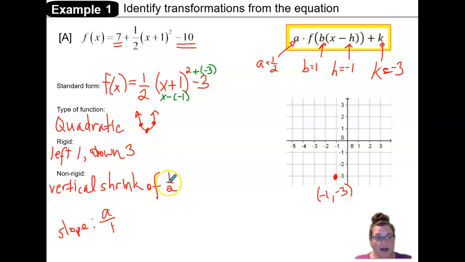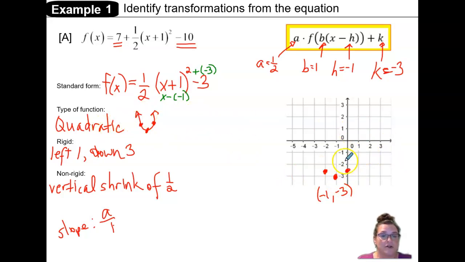And notice it's the a over 1. It's not rise over run like this, right? A is your rise, and our a is 1/2. So I go up 1/2, and then to the right 1. That's a over 1. Back to my vertex, I can go up 1/2 and to the left 1. And that would give me the 3 transformed anchor points of my quadratic function.